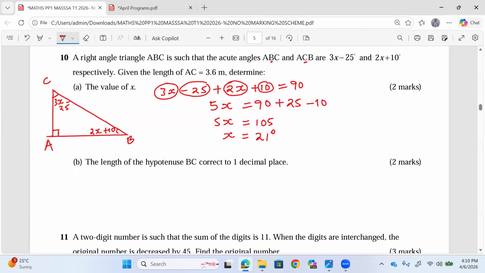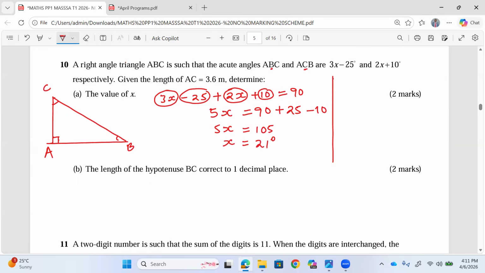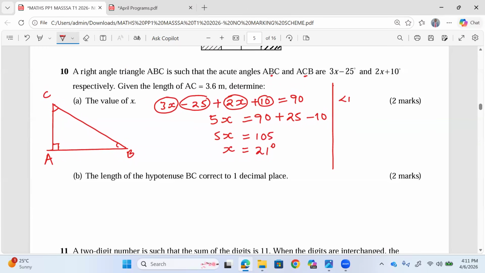That the length of the hypotenuse BC should also be calculated. BC should be calculated. So you will allow me now to write specific angles, so that we may work out part B with a lot of efficiency. The angle at B equals 3x minus 25. So 3 into 21 minus 25, that angle shall be 38. The angle here is 38 degrees.